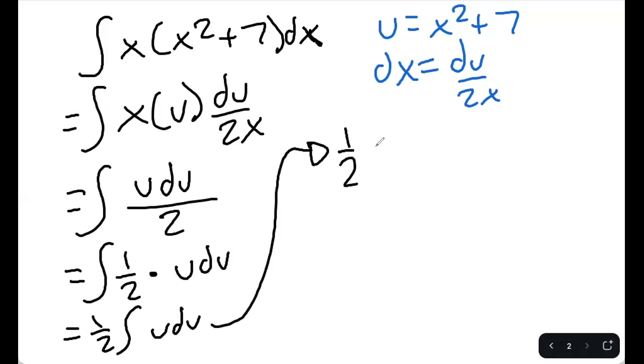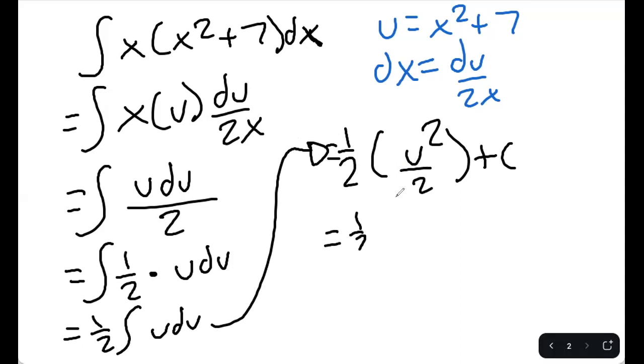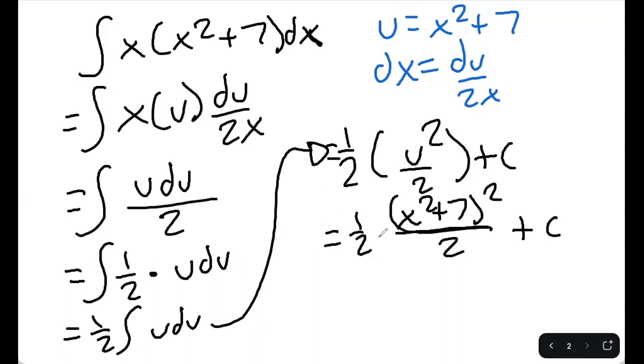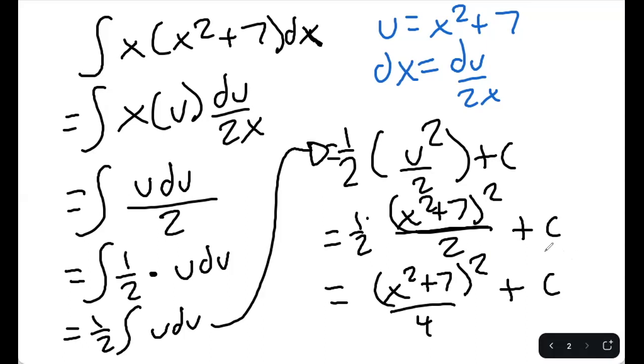What was it? u squared over 2 or something. So then this would be your answer, right? And you could plug in the x's again. Over 2 plus c. Obviously you could multiply the half, so this would be over 4 actually. Does that make sense? Yeah, it's making sense. Cool.